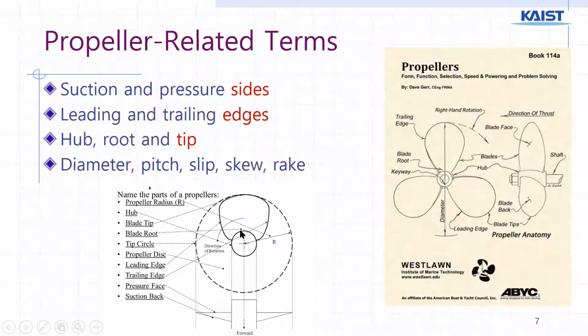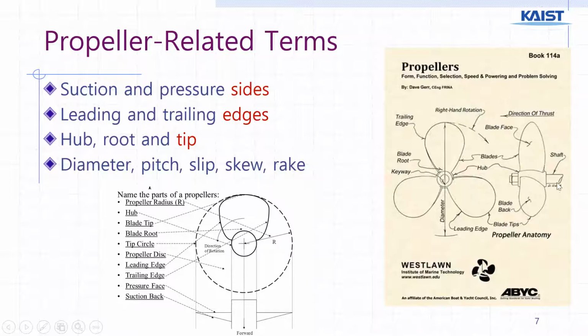And the hub is the center where the shaft is going, and hub and root are similar, right? So the root part is a little bit of the blade, and the tip is at the top. So tip and root and hub. And diameter is here, the diameter size of the propeller, radius. And pitch is the angle of attack, and also skew, rake, we'll see in the later stage.